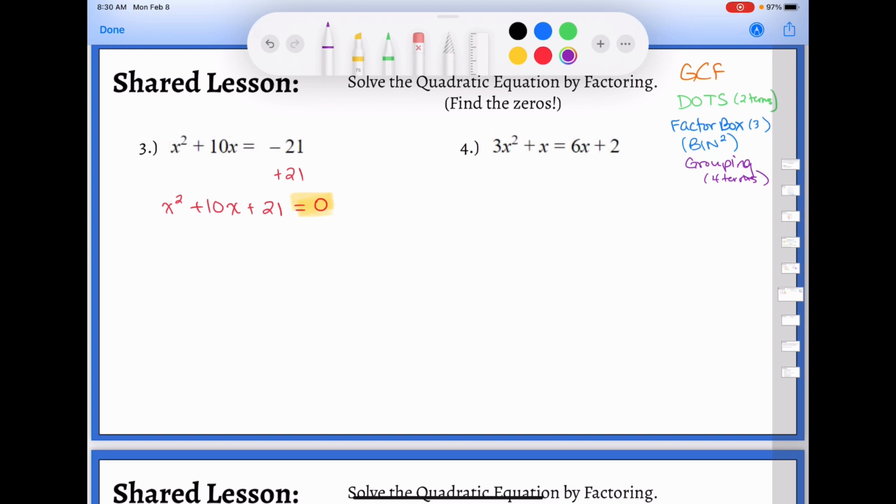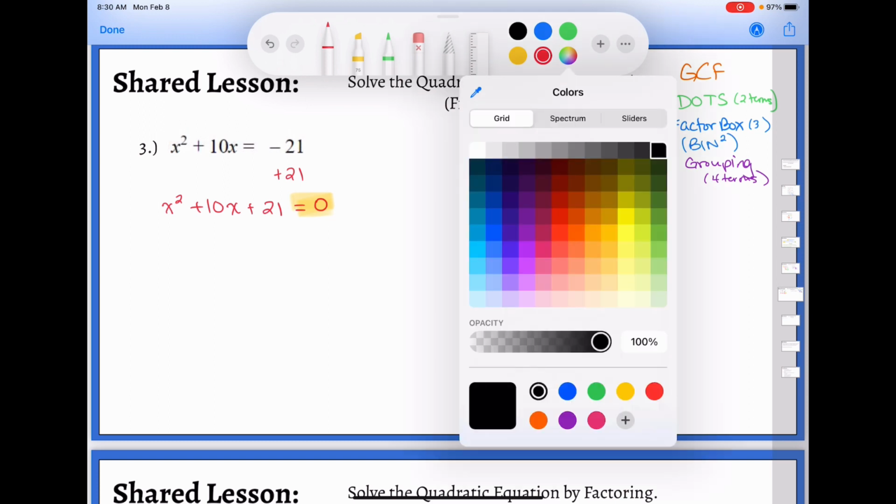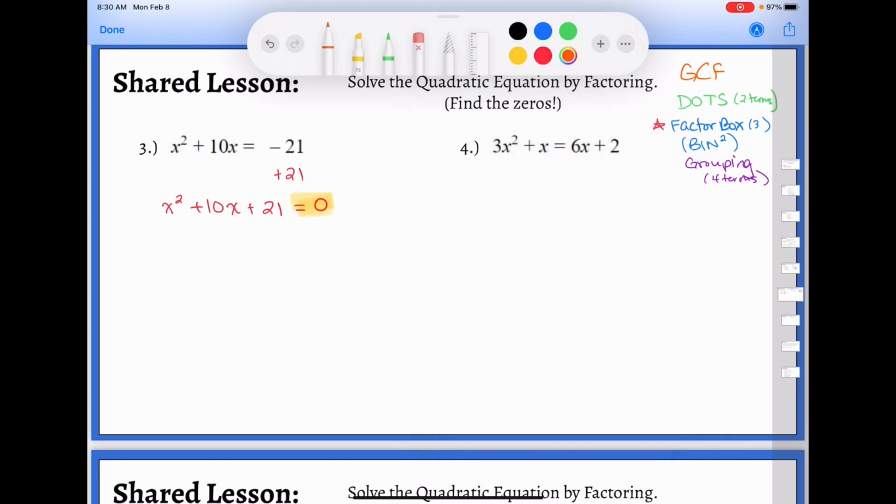That was just a couple of days ago at the end of the last unit, so should be fresh. So this one is going to be our factor box. Now, you don't have to use a factor box if you don't want to. Remember, you could always just use the guess and check. But we should end up with 2 binomials here multiplied together that equals 0, just like in our last problem.